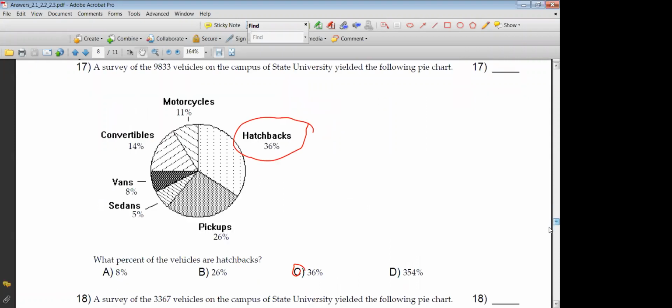This is a crazy one. He says, hey, we surveyed 9,833 vehicles on the campus of State University. It yielded the following pie chart. What percent of vehicles were hatchbacks? Well, hatchbacks, 36%.